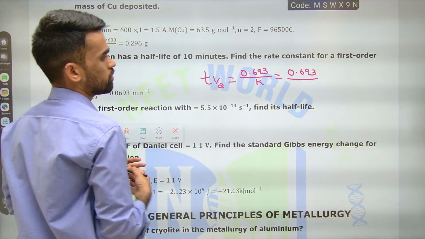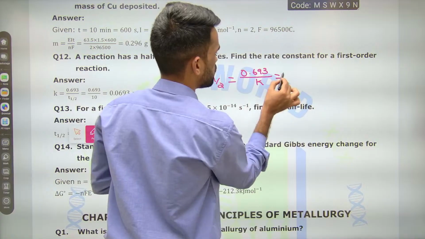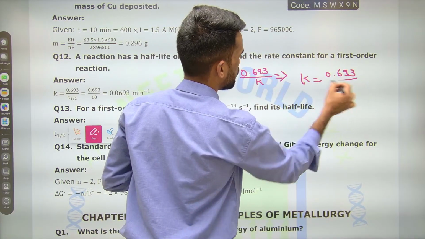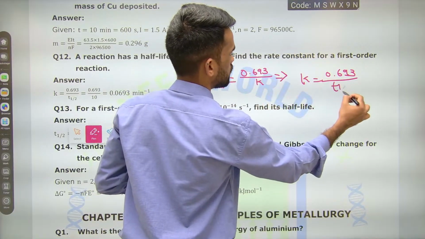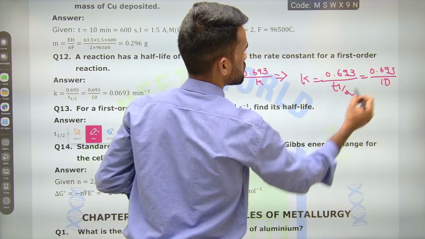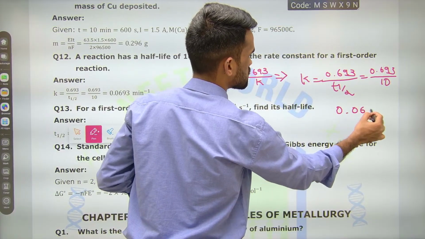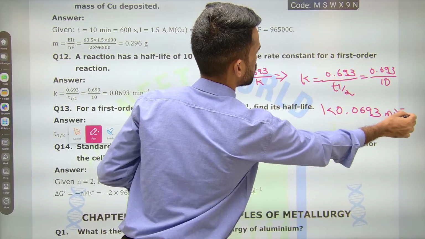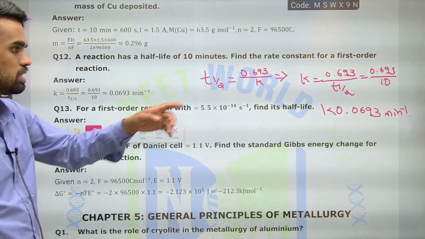So I want to find the rate constant. So what can I make from here? K is equal to 0.693 by T half. T half is 10 minutes, so 0.693 by 10. So you can say this is 0.0693 minute inverse. Okay, that's it. That is your answer.